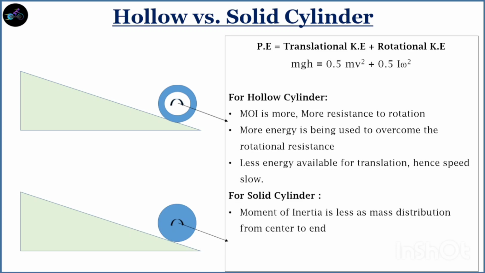Okay. For the solid cylinder case, the moment of inertia is less, as the mass distribution from the center to the end is less. Hence, it has less rotational resistance. Hence, it becomes faster. So the only thing you have to worry about is if there is a body having more moment of inertia, it will use more energy towards rotation because it has higher rotational resistance, and less will be available for translation. That's why the solid cylinder will be winning the race.